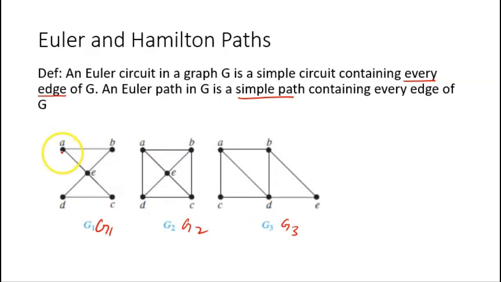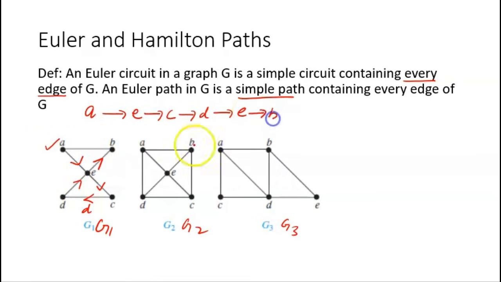Suppose I start at the vertex A, and from A I move to E. Then from E I move to C, then C to D. I am putting arrows so that you understand that I started at this point. I moved from A to E, E to C, C to D, and then D to E. So I went back to E. Now from E I can move to B, and finally from B I move to A.